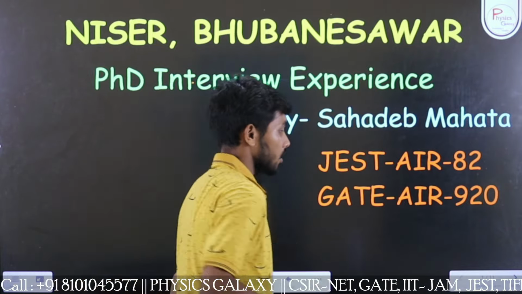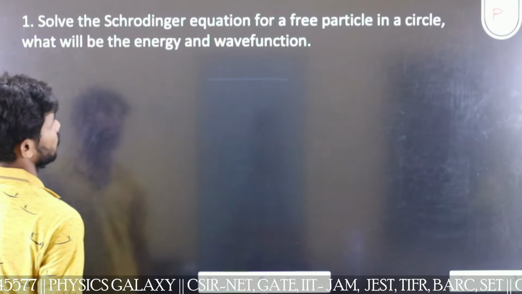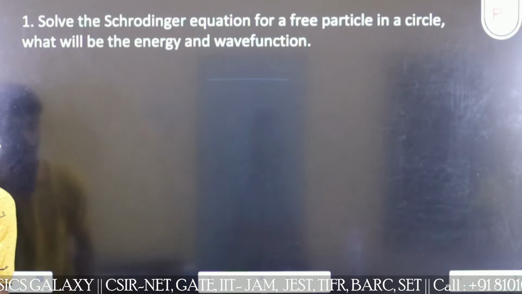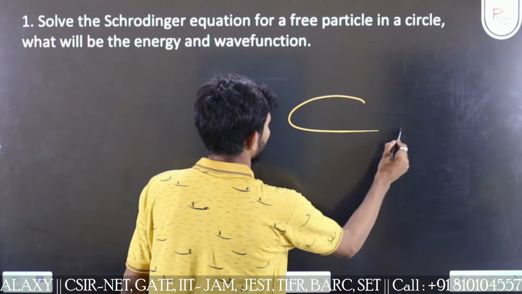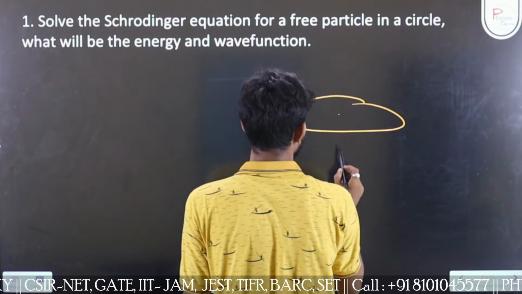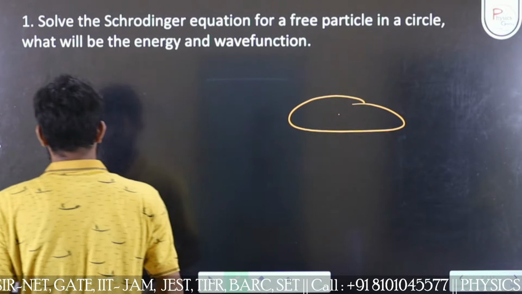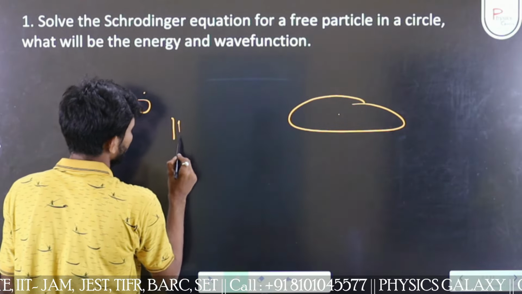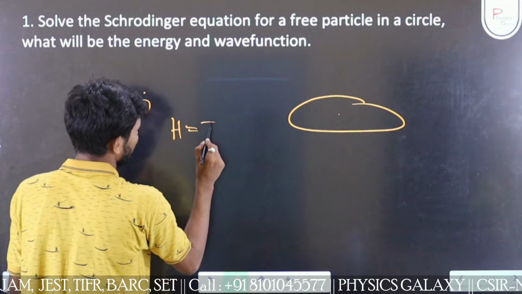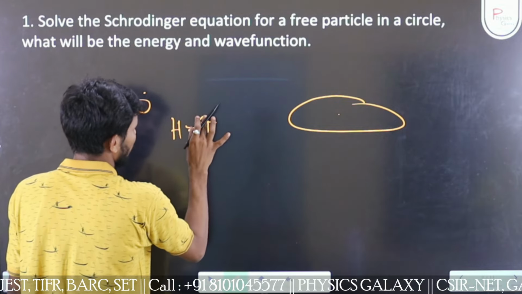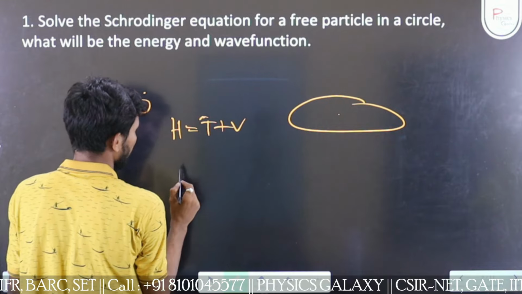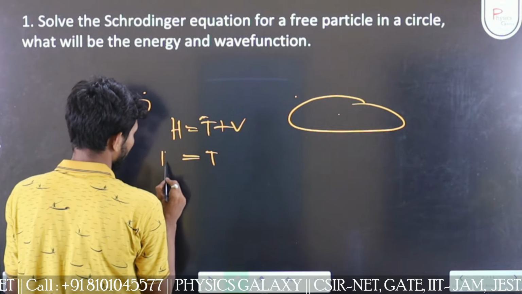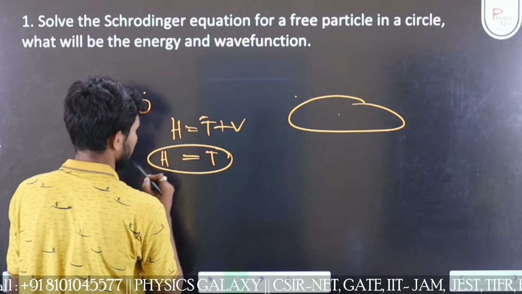The first question was to solve the Schrodinger equation for a free particle in a circle, and to find the energy and wave function for this case. Free particle means the potential is zero, so the Hamiltonian is the rotational kinetic energy plus potential energy, and as the potential energy is zero, the Hamiltonian is equal to the rotational kinetic energy.